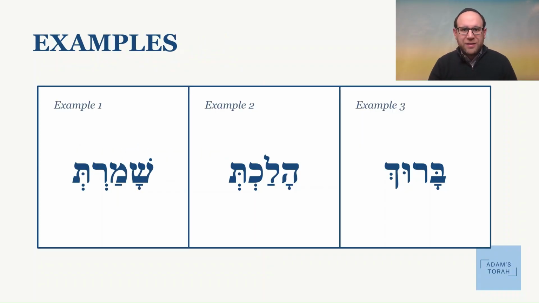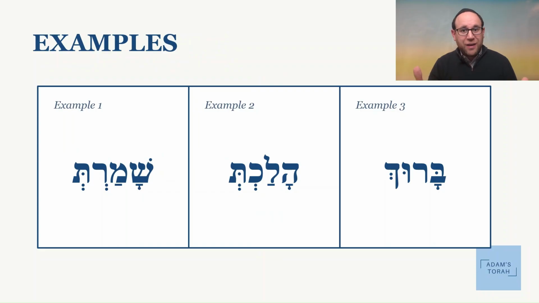Here are some more examples. Example number 1 on the screen is the word shamart. This example has two Shevaim in a row. According to rule number 3, the first one would be Nach and the second one would be Na. If I just had that rule number 3, I would read this as Shamarte. But that's not correct, because rule number 4 is telling us that a Sheva at the end of the word, the last letter of the word, or the last two letters of the word, will always be Sheva Nach. Therefore, this is read as Shamart.